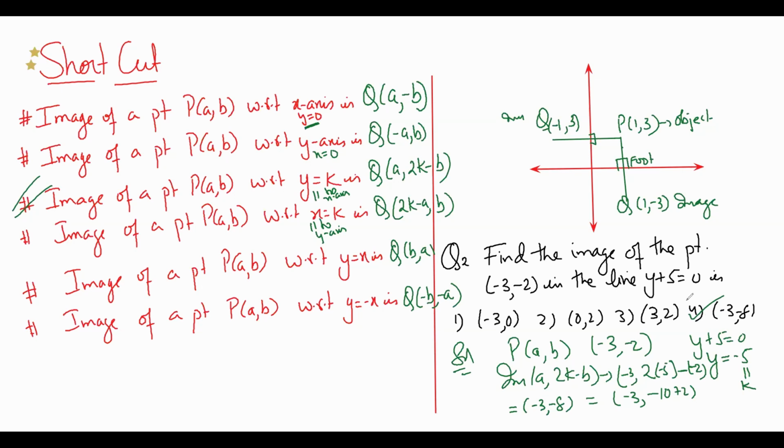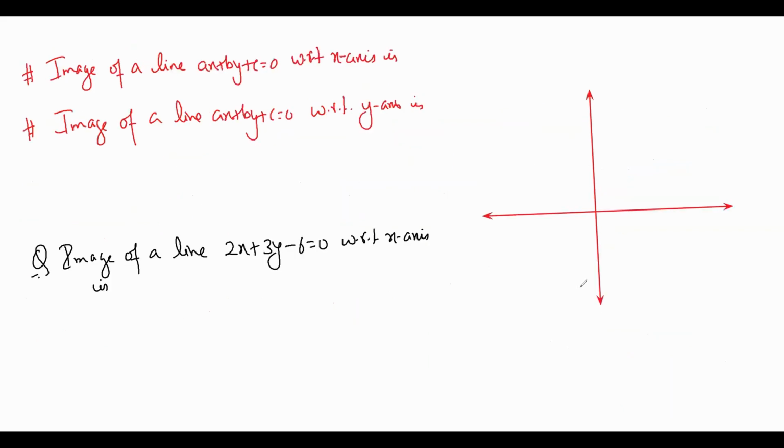But what if you get this type of question? This was asked in JEE. That means if you have to find the image of a line with respect to the x-axis, then how do you remember this shortcut? The equation of the x-axis is y equal to 0. So what you have to do is just replace y by minus y in the equation, and you get the image.